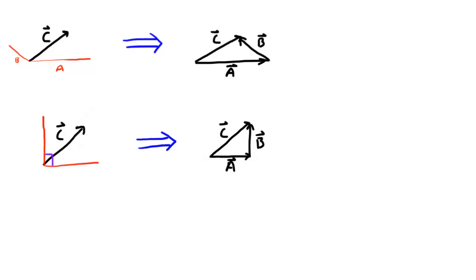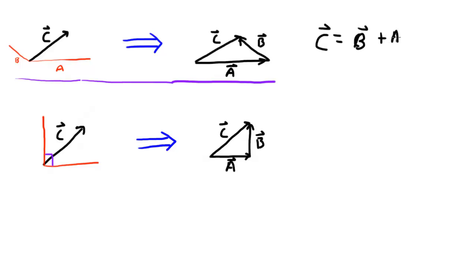Recall that vector decomposition is the process by which we take a vector, in this case vector C, and convert it or represent it as two vectors, one pointing in an arbitrary A direction, the other pointing in an arbitrary B direction. Another way to say this is that we're looking for the magnitude of the vectors A and B, which will satisfy this equation: C is represented as B plus A.